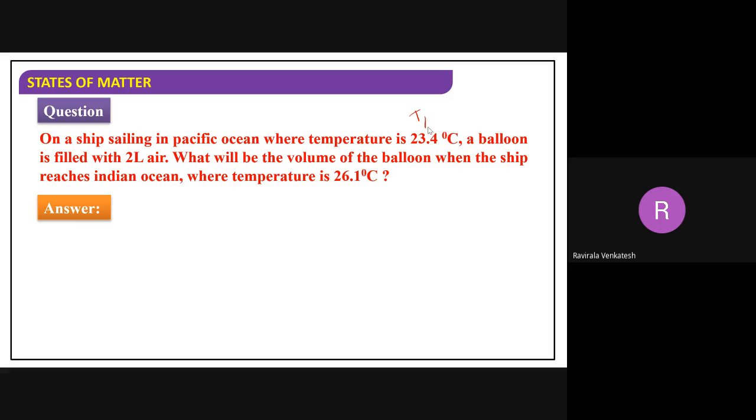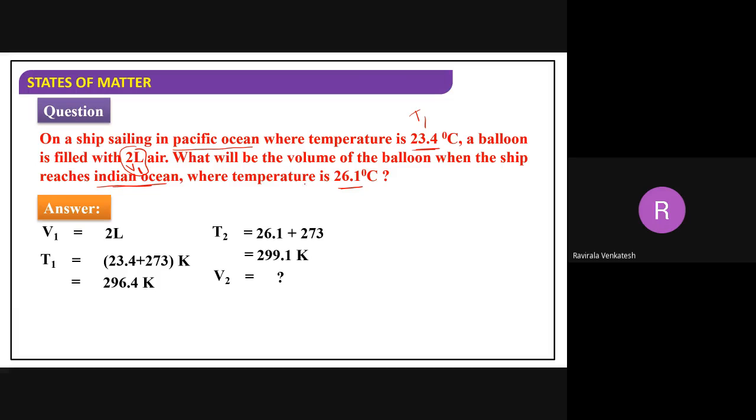A ship is sailing in the Pacific Ocean, where the temperature is 23.4 degrees Celsius. A balloon is filled with 2 liter air. In that, a balloon is there, and the volume is 2 liter. What will be the volume of the balloon when the ship reaches the Indian Ocean, where the temperature is 26.1 degrees Celsius? At the Pacific Ocean, the temperature is 23.4 degrees Celsius, and the balloon in that ship has a volume of 2 liter. If they reach the Indian Ocean, the temperature is 26.1 degrees. Definitely the volume will increase. How much will it increase? The formula you have to take here like this.